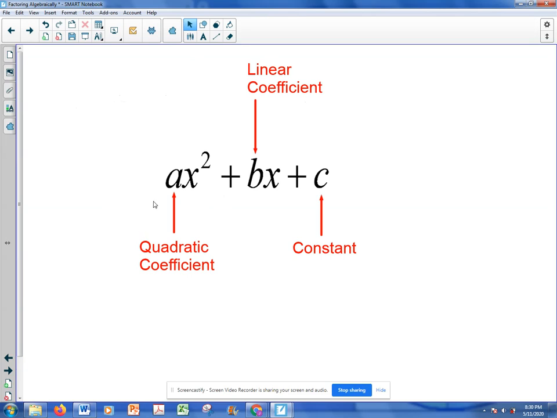So here's the standard form for a quadratic: ax squared plus bx plus c. We call a the quadratic coefficient. We call b the linear coefficient. And we call c the constant. Okay, now we're going to use those.